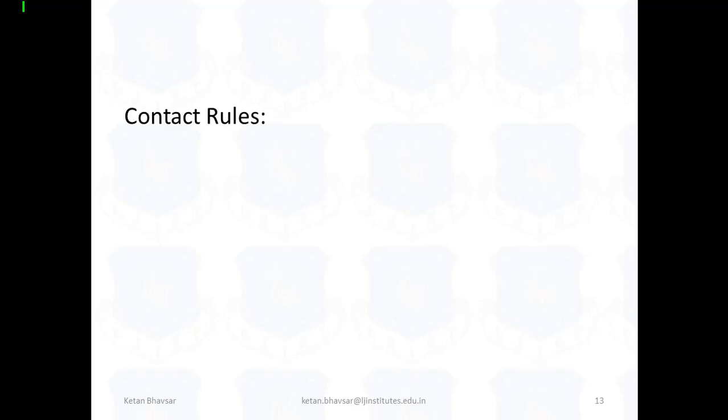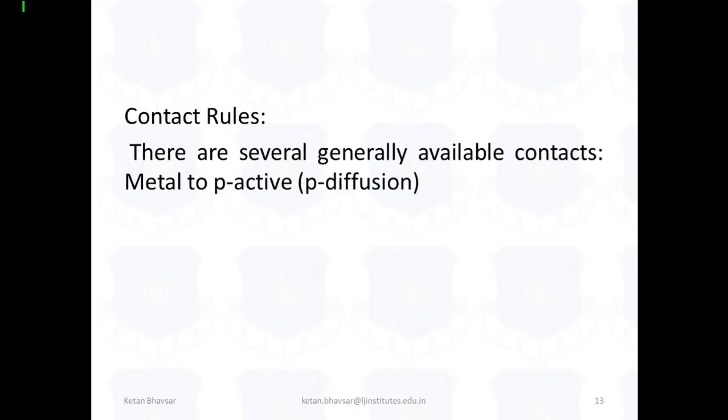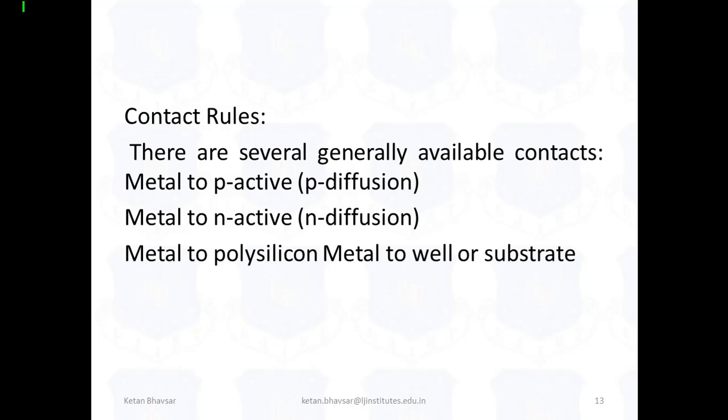Now what are contact cuts? Contact cuts are generally used to provide conductivity between two regions. There are several generally available contact rules for metal to P active or P diffusion, and metal to N diffusion, as you already saw in the previous slide. Also we have metal to polysilicon, and metal to well, meaning the region or substrate. So these are the certain rules for the contact.